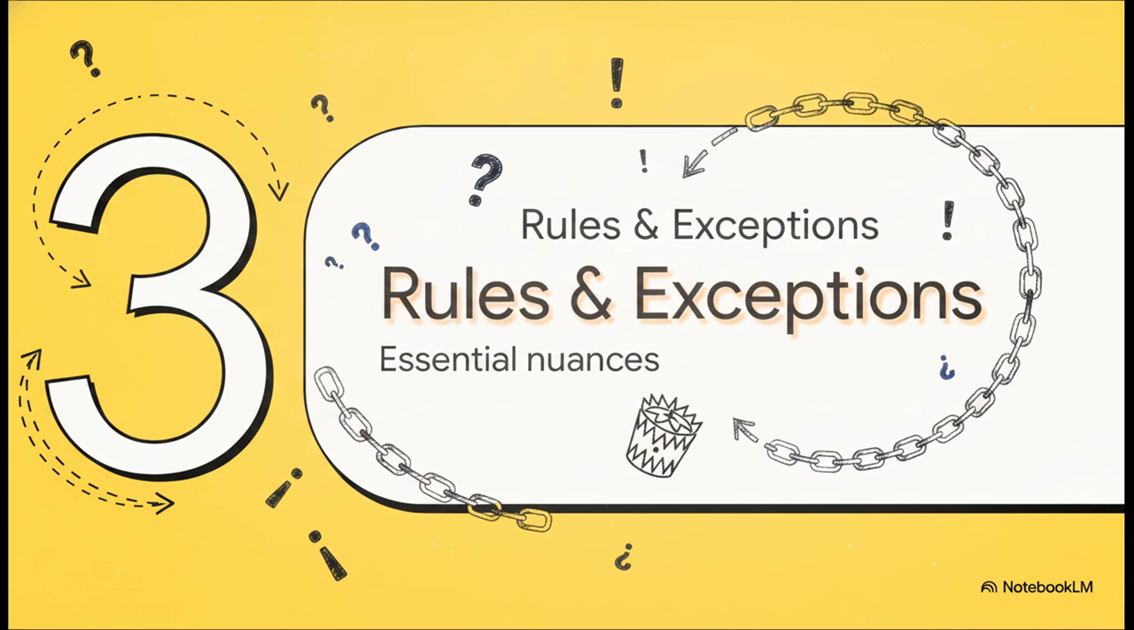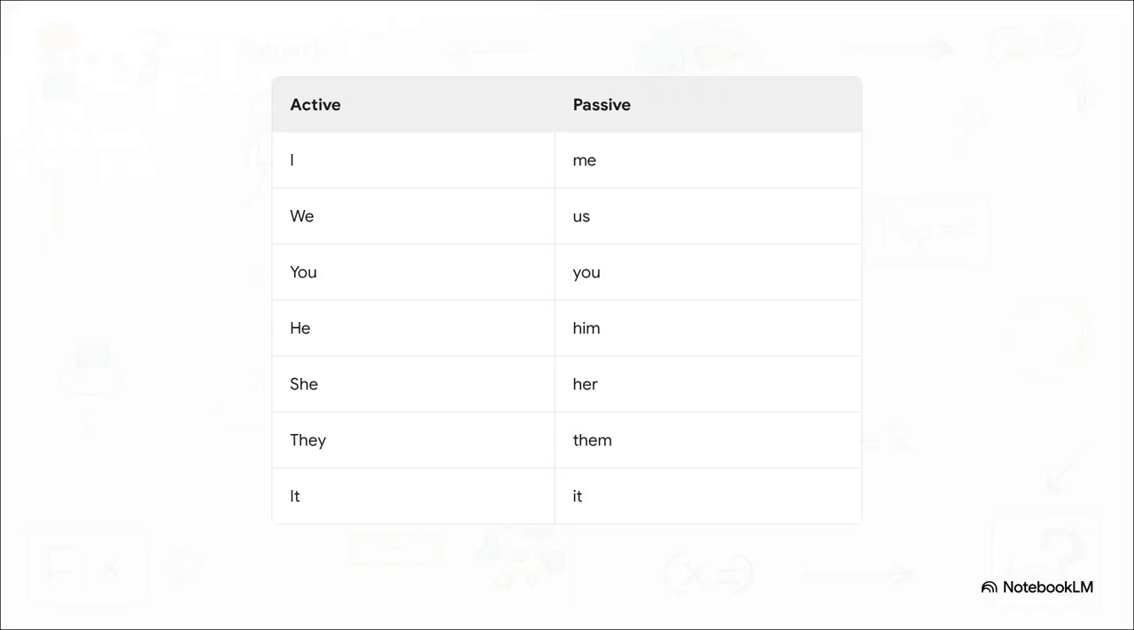Let's dive into Section 3, essential rules and exceptions. Okay, when you're swapping your subject and object around, your pronouns actually have to mutate to fit their new roles. You can't just shove I to the end of a sentence. It has to become me. We becomes us, he becomes him, she becomes her, and they becomes them. Interestingly, though, you and it stubbornly stay exactly the same.